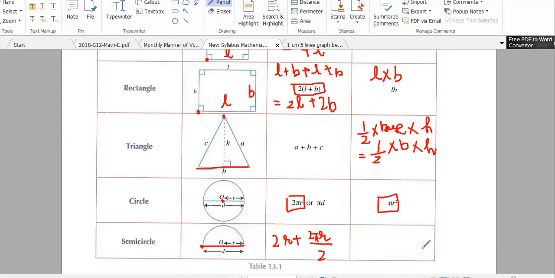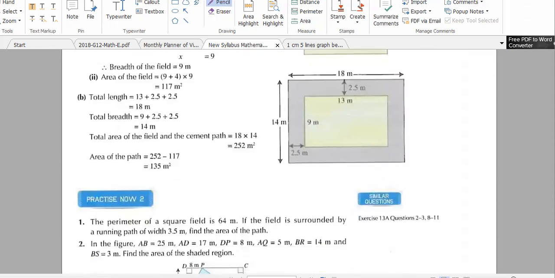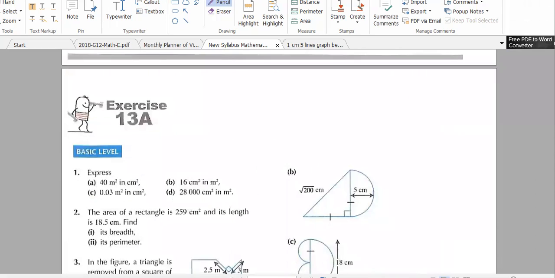Whereas the area of the semicircle will be, we know that the area of a circle is pi r square. So you just have to divide this total area by 2, because a semicircle is half of the circle. So the area of the semicircle will be pi r square over 2. So these are the formulas that we will use in the questions of the coming exercise 13a.